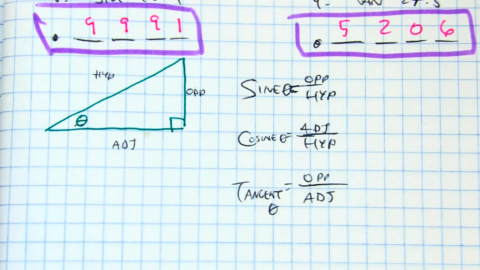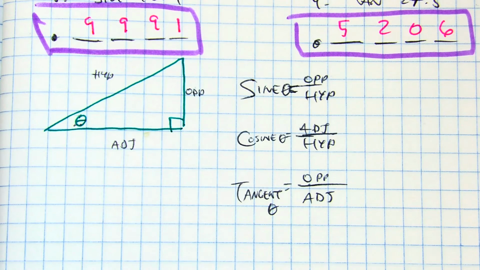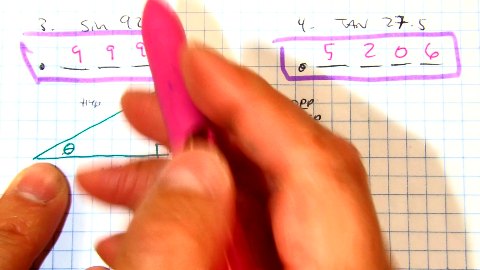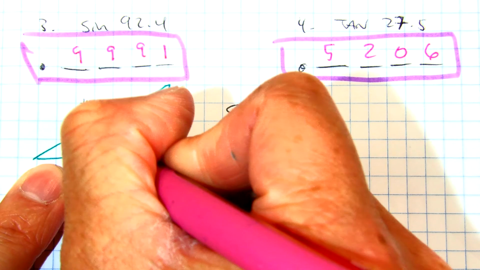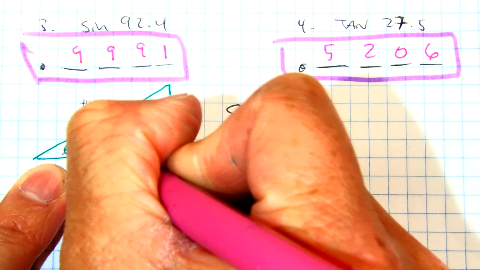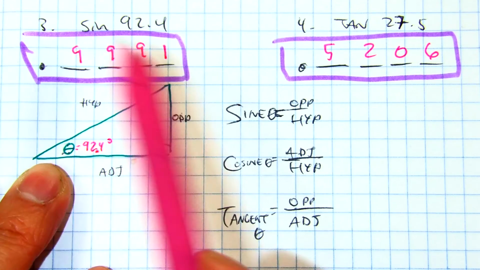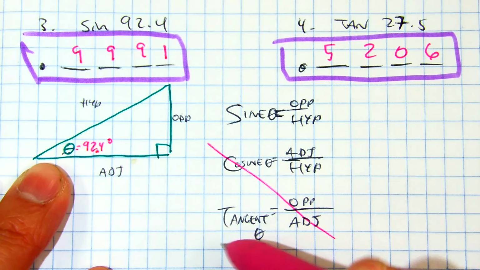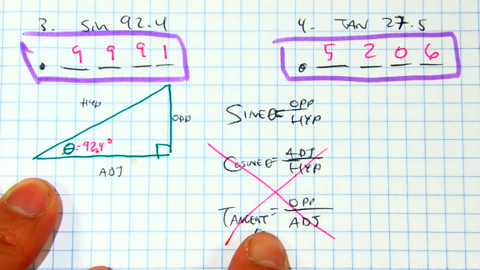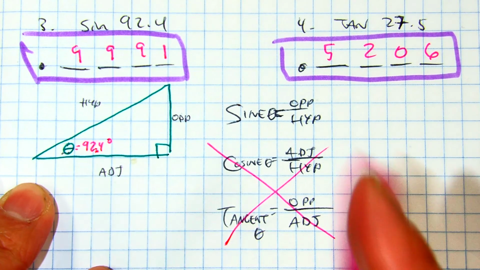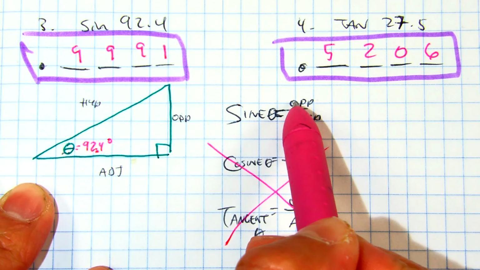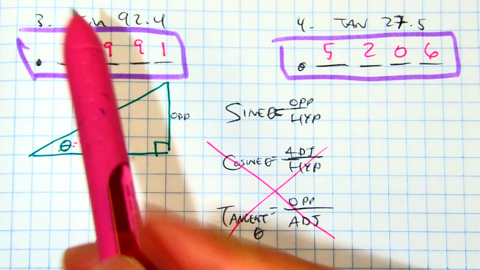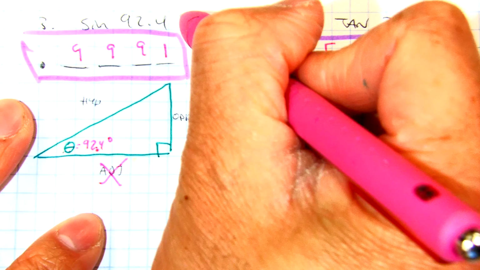So why did I tell you guys to draw this? Let me explain what sine of 92.4 degrees is. So if this angle is 92.4 degrees, sine is the opposite over the hypotenuse. I'm not using these other two trig functions. And you'll notice that the sine does not have the adjacent. So I'm going to cross that off. So sine of 92.4 is equal to 0.9991.